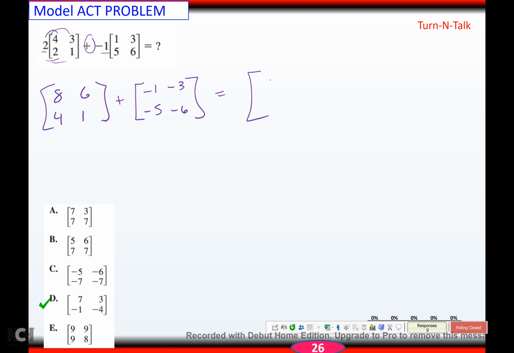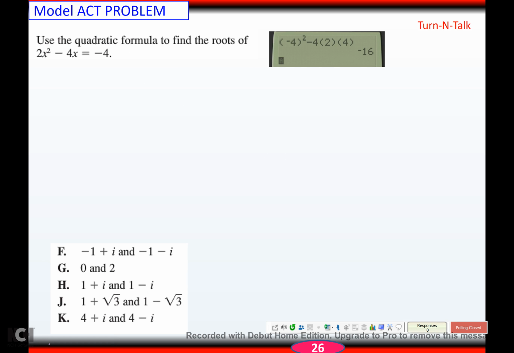So then when I add, I have 8 plus a negative 1, 6 plus a negative 3, 4 plus a negative 5, and 1 plus a negative 6, which gives me 7, 3, negative 1, and negative 4. Oh, I did it again. 1 times 2 is 2. 2 plus a negative 6 is negative 4. The way I had it, it was 5. Oops. All right, there you go. Try this one. Hit pause. Come back when you're ready.